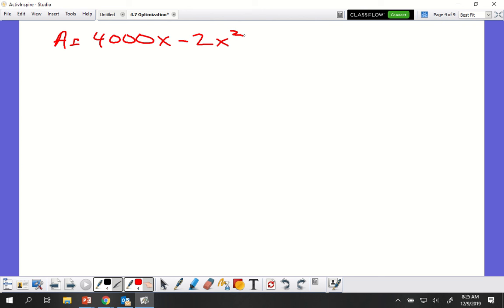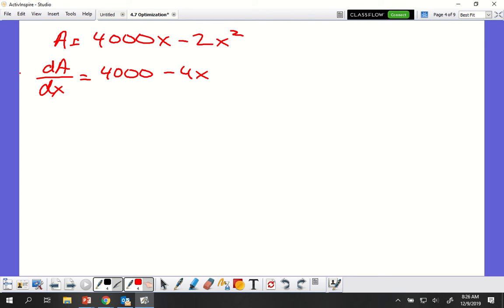Okay, so now I said we have to do what with this? Take the derivative. So it's going to be dA/dx, right? Why is this one dx instead of dt? There's no time, right? And I'm taking the derivative to optimize my x value. I'm optimizing the x value here. So that means I'm going to have 4,000 minus 4x.